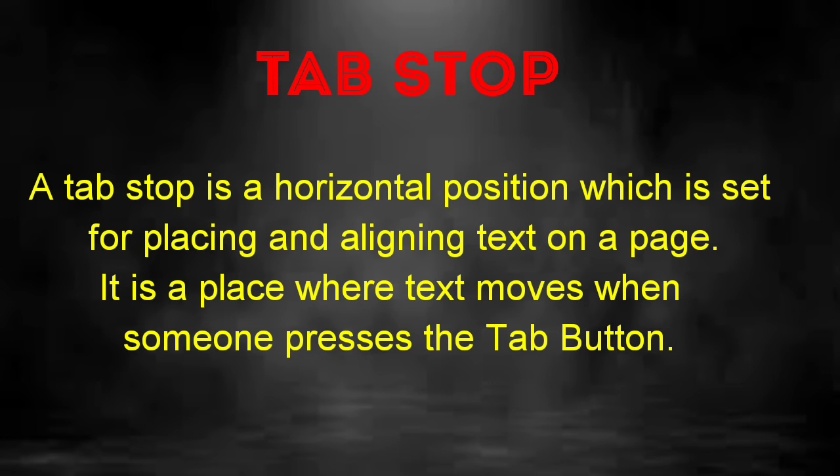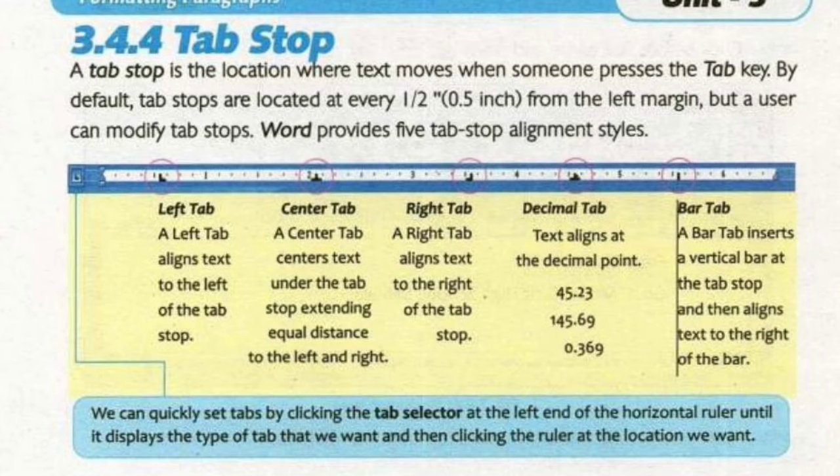Our next topic is tab stop. Let's discuss that. What is tab stop? A tab stop is a place where your text moves when someone presses the tab button on the keyboard. There are 5 types of tab stops. Let me discuss: left tab, center tab, right tab, decimal tab and bar tab. By default it's at 0.5 inch, but you can set it according to your choice.